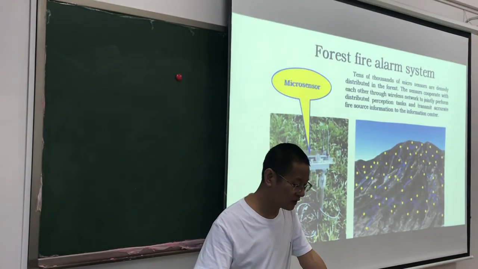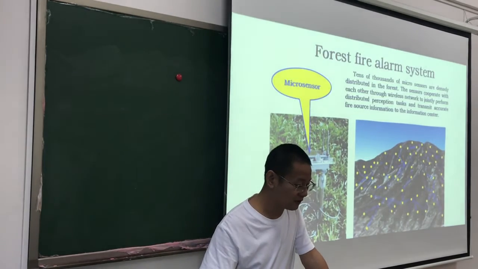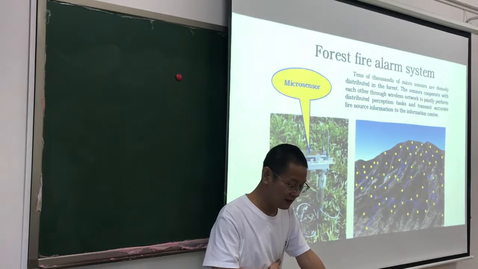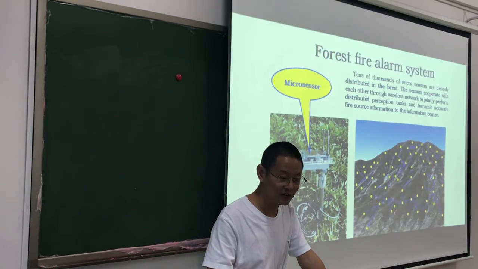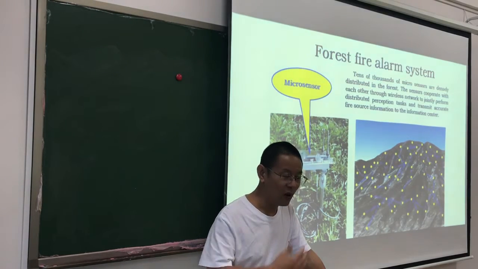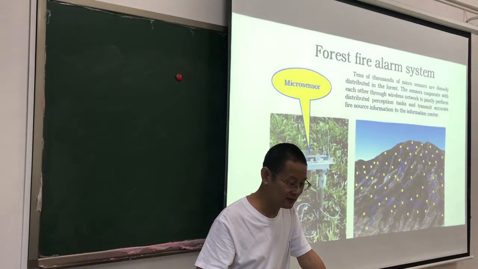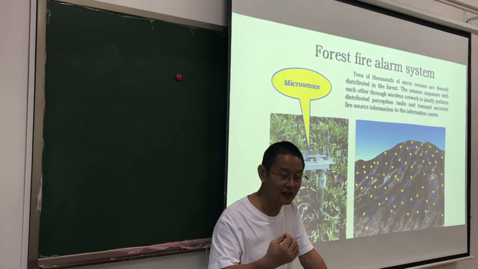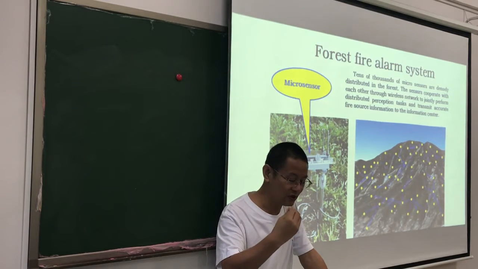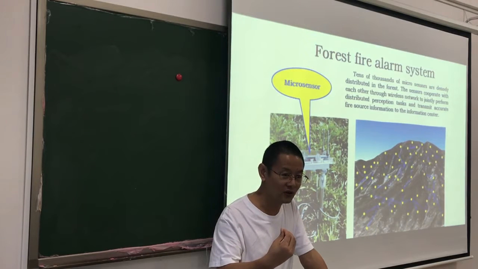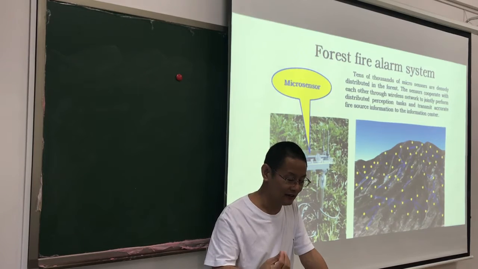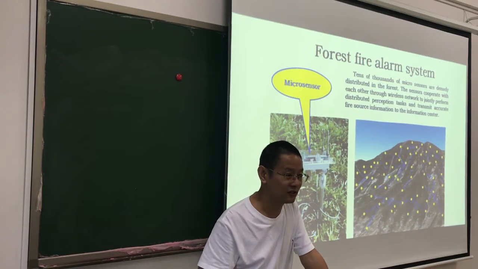As an example for the WSN, a forest fire alarm system. Distribute the sensors on the mountains. When one sensor senses the fire, it transfers the information to another sensor. That sensor transfers it to another one, one by one, to the base station.